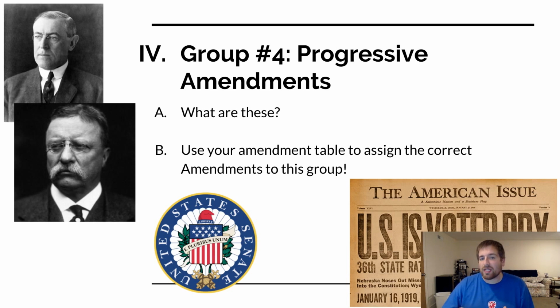One of the things I will tell you that was passed during the progressive amendments was prohibition, so outlawing alcohol. That is one of the amendments that was passed during the progressive era. So keep that in mind as you're looking for the amendments that fit into this group.